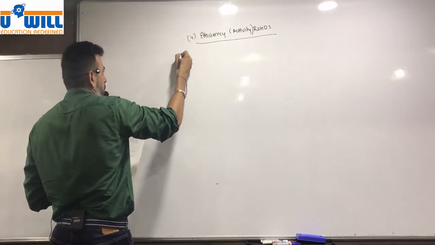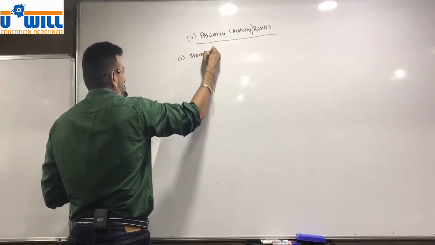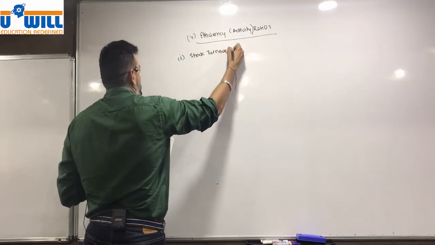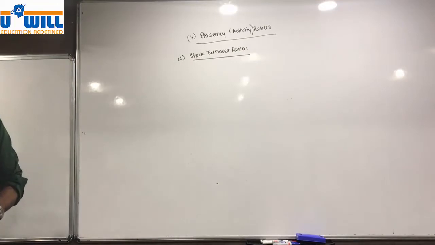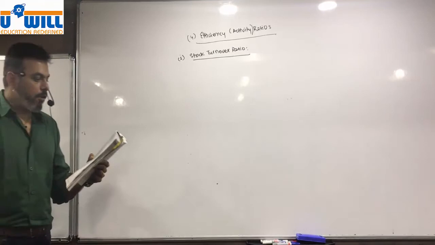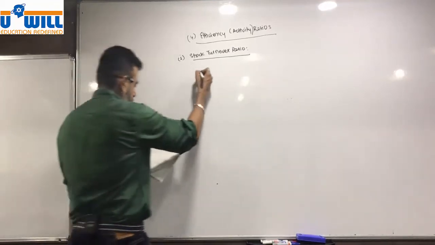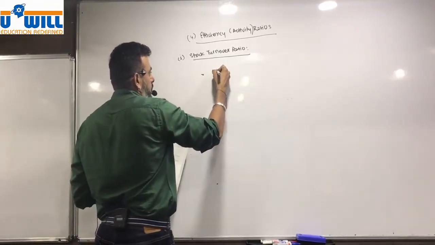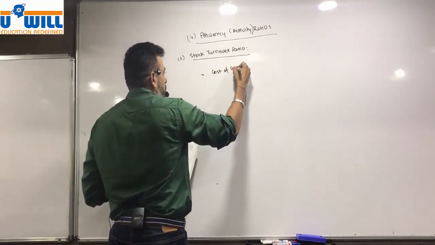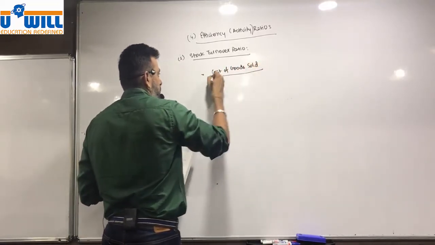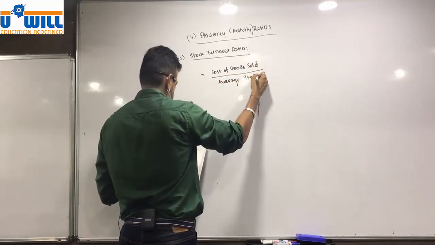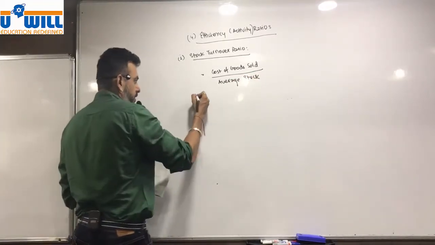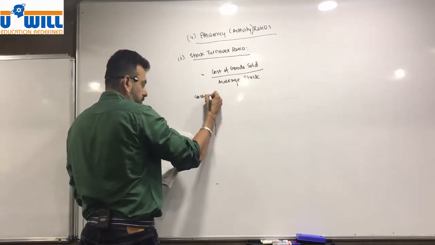In this, the first one is stock turnover ratio. What was that? This is all interesting. What business concepts develop this stock turnover ratio? Now, which is equal to cost of goods sold upon average stock. Now, cost of goods sold is clearly given in the textbook, so we will follow this.